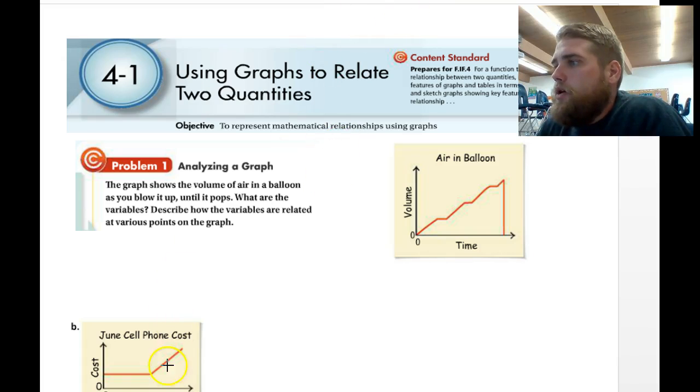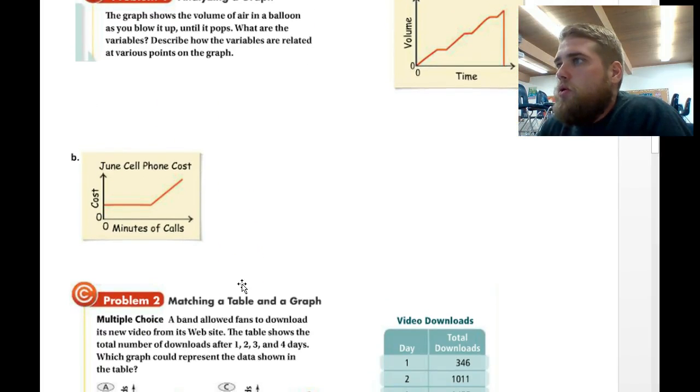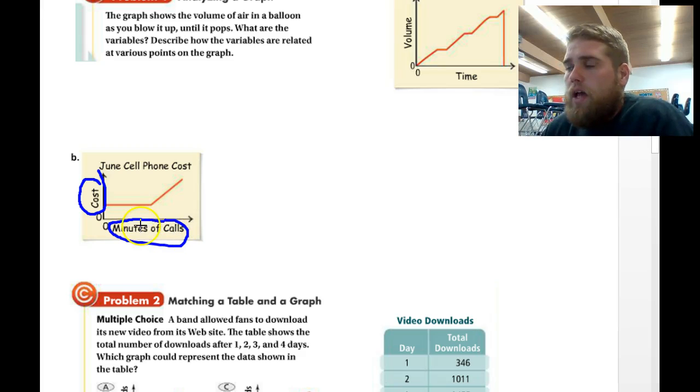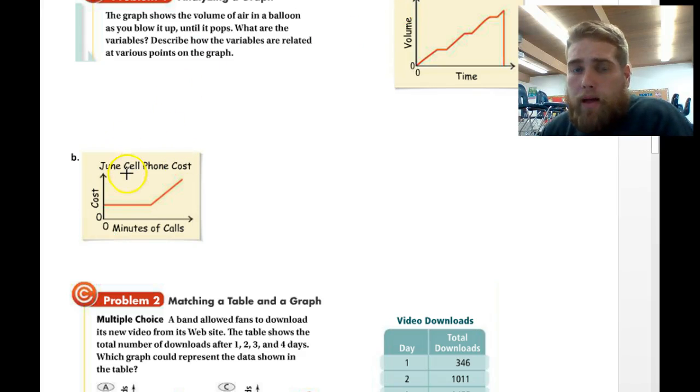If we scroll on down here, the June cell phone cost. Once again, we need to establish what our variables are. Our variables are going to be cost and minutes of calls. I don't know if you guys have ever actually looked at your phone bill, but if you use 0 minutes, it still costs you something just to have your phone. So that's why if you look at my graph here, it doesn't start at 0, it starts up here.